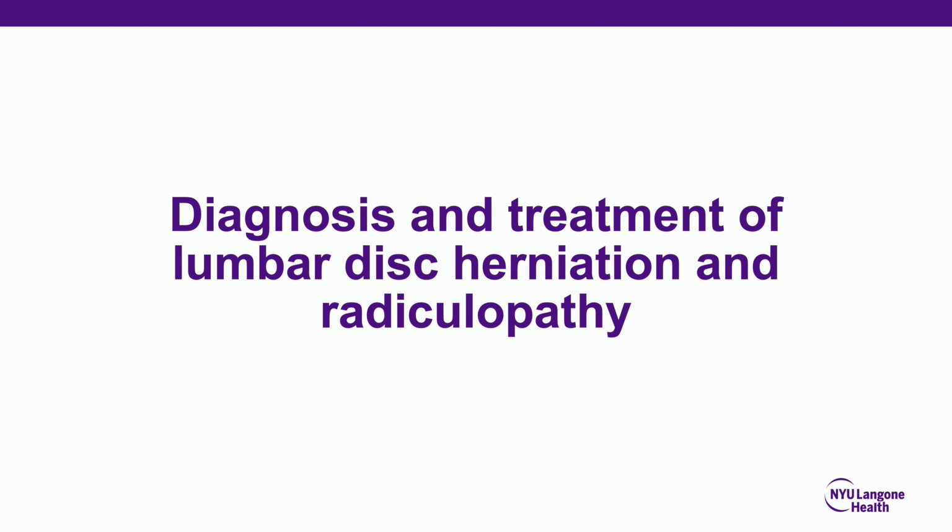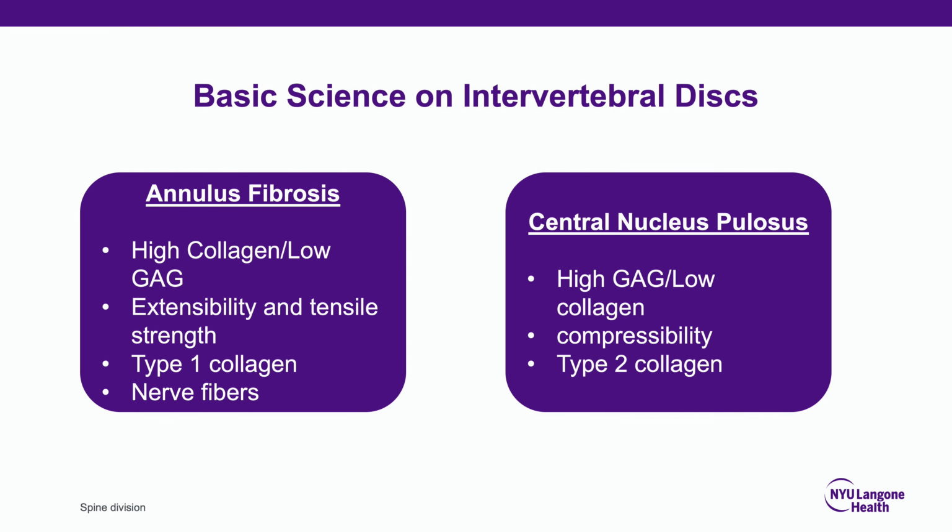We'll go on and talk a bit about disc herniation and radiculopathy. Some relevant basic science: 2 parts of the disc, annulus and central nucleus pulposus. The annulus fibrosus is high collagen, low glycosaminoglycans. It is extensible and has more tensile strength. It is mostly type 1 collagen, and it has nerve fibers, meaning it can hurt when it tears. The central nucleus pulposus has a high GAG level, low collagen. It is more compressible. It is the shock absorber, and it's mostly type 2 collagen.